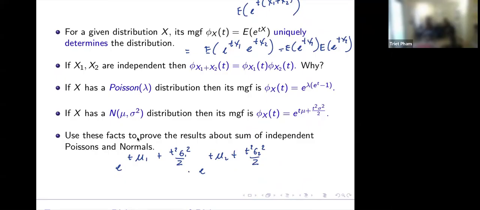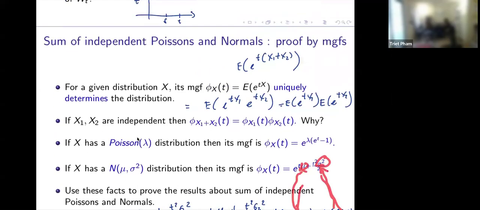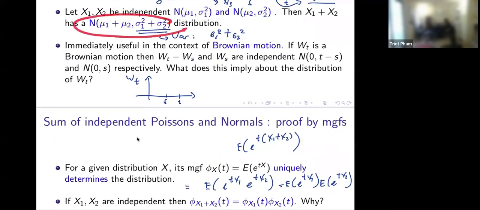And so, of course, when you multiply these together, you get e to t times mu1 plus mu2, and then plus t squared over 2 times sigma 1 squared plus sigma 2 squared. But then again, you see that matches exactly the MGF of a normal with mu being mu1 plus mu2, sigma squared being sigma 1 squared plus sigma 2 squared. So we get that result. Okay, any question?